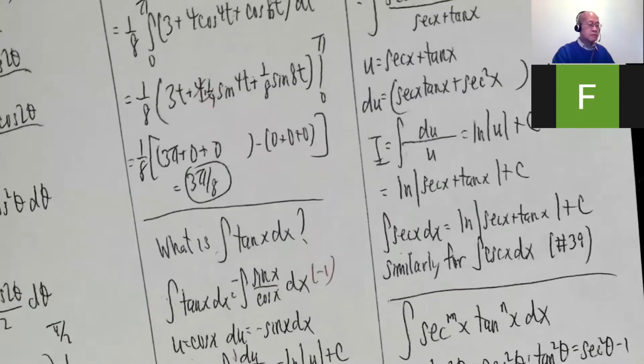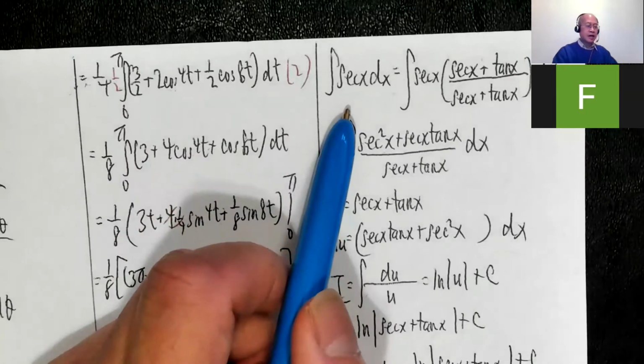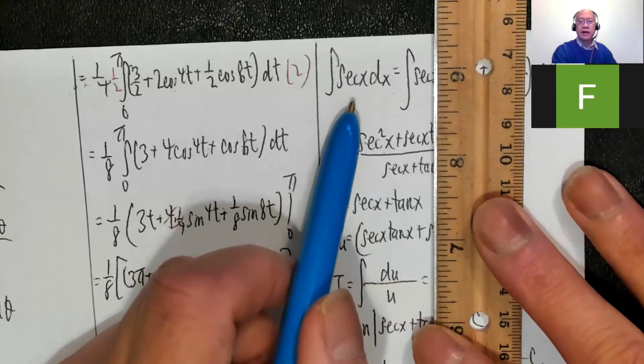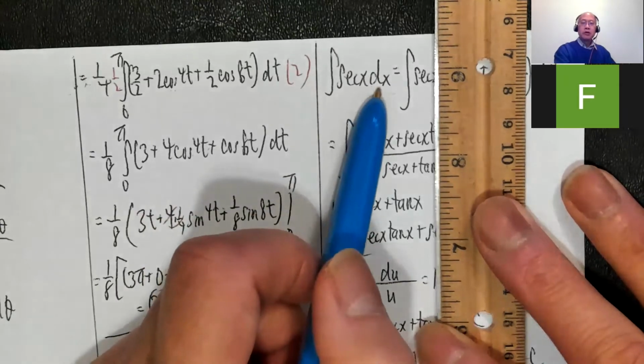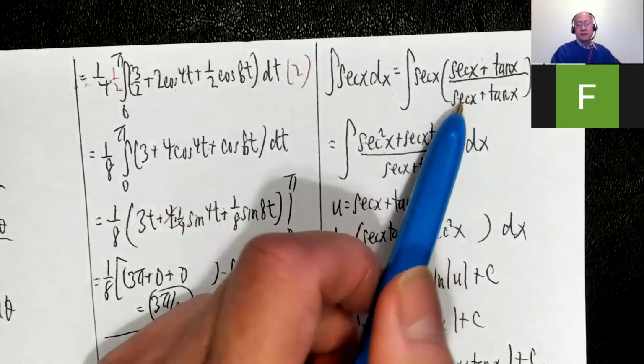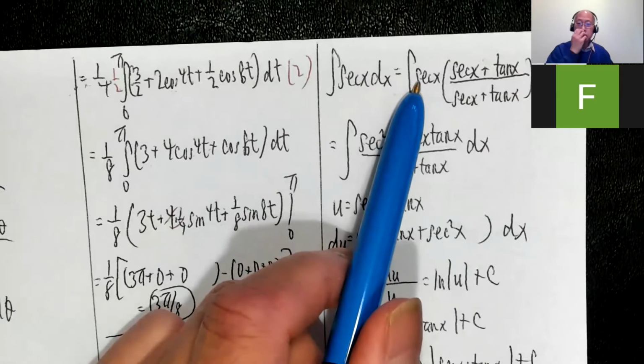Okay, then I'm also just going to show you the derivation of the integral of the secant. This one involves a trick. Multiply top and bottom by secant x plus tangent x. So why? Because it works. That's really the only explanation. It works.